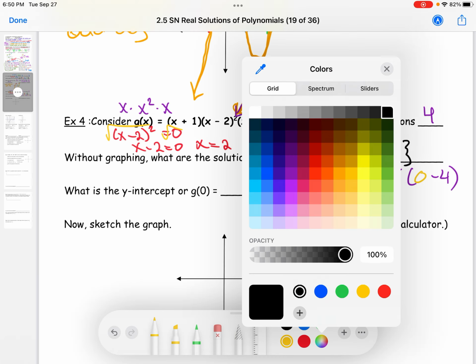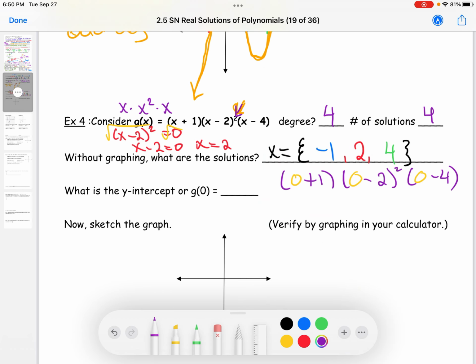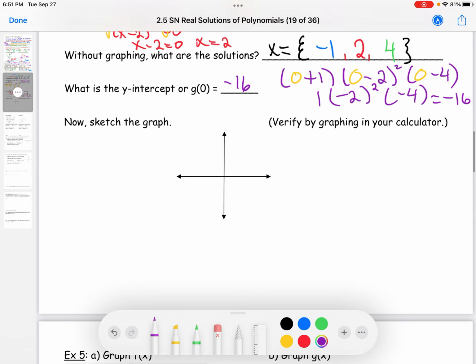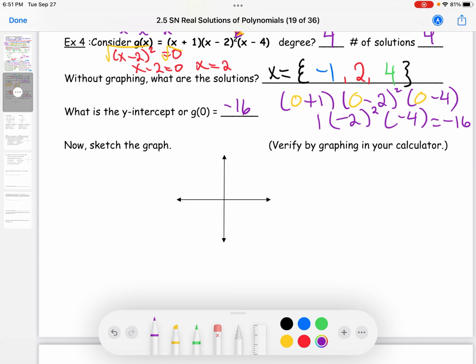So when we plug in that 0 for the x, we still have 1. But now we have negative 2 that's squared, negative 4. Well, negative 2 squared is positive 4 times negative 4 is a negative 16. So we have a y-intercept this time of negative 16. So we can already tell this graph's going to look different. Our y-intercept is way down here at negative 16.